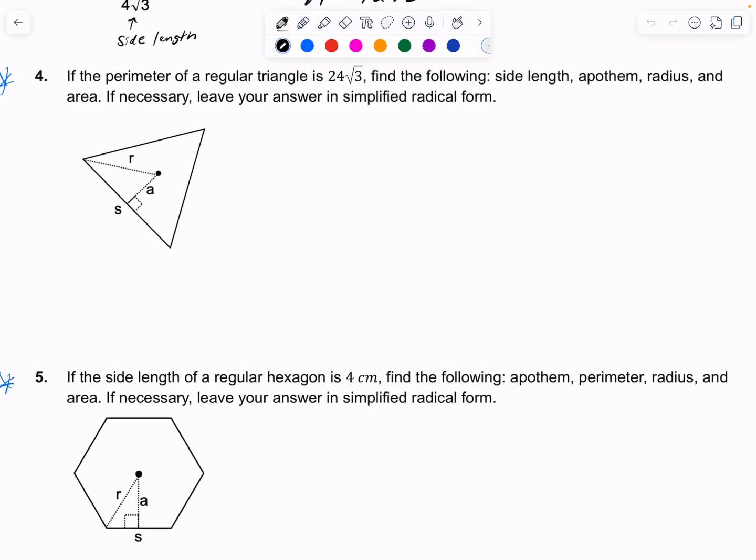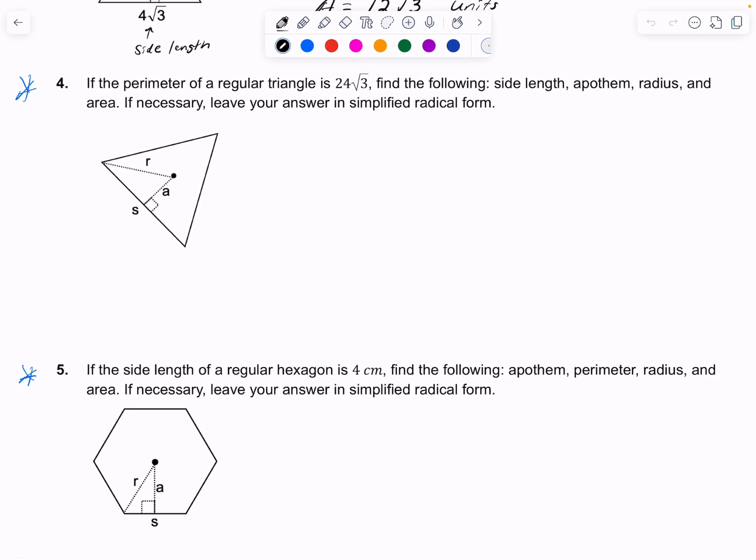Okay, so we have a regular triangle, and we're told that the perimeter is 24 times the square root of 3. So if I take that perimeter and divide it by 3, so 24 root 3 divided by 3, I can find my side length. So my side length is going to be equal to 8 root 3. All right, so that is 8 root 3.